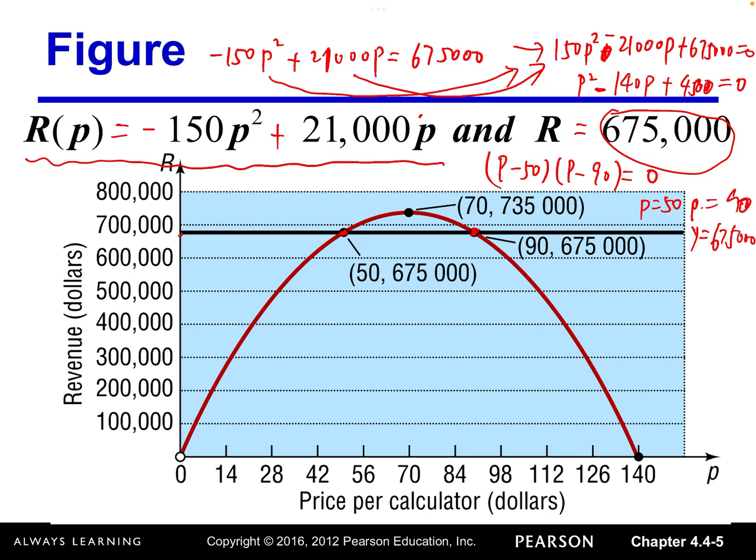Okay, so in other words, when p equals $50, the revenue equals 675,000, and also when p equals $90 per calculator, the revenue equals 675,000. So those are just two points on the graph: (50, 675,000) and (90, 675,000). Okay, so we solved this word problem.